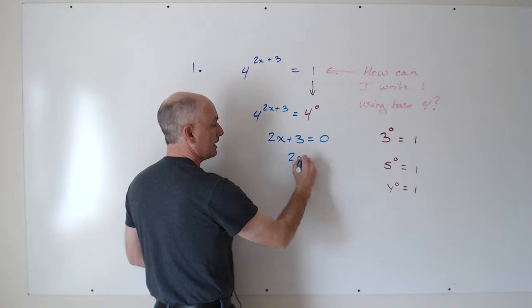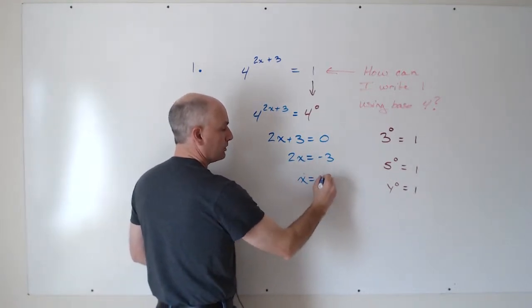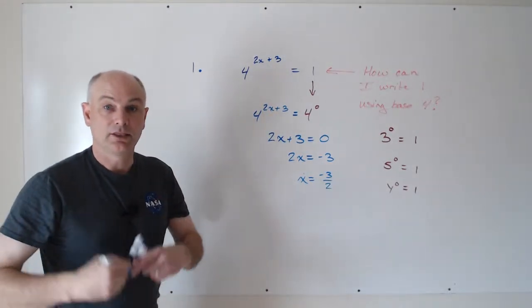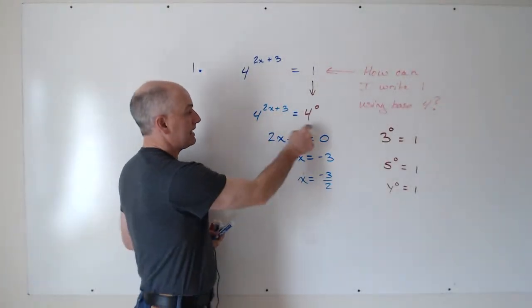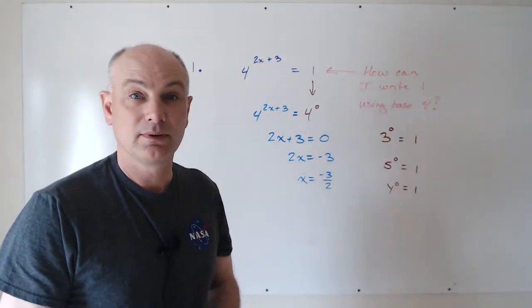So I would get 2x is equal to negative 3 by subtraction, and x would be equal to negative 3 over 2 by the final division. And there is how I would handle that. Okay, so the big key is getting that same base. That's what this entire assignment is going to be about. Okay?